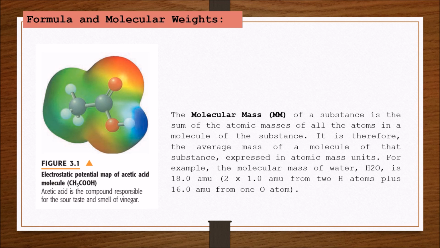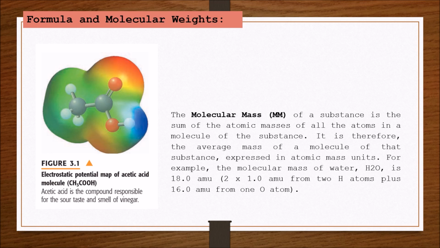The molecular mass of a substance is the sum of the atomic masses of all the atoms in a molecule of the substance. It is therefore the average mass of a molecule of that substance expressed in atomic mass unit, or AMU. For example, the molecular mass of water, H2O, is 18 AMU. You have 2 times 1 AMU from 2 hydrogen atoms plus 16 AMU from 1 oxygen atom.